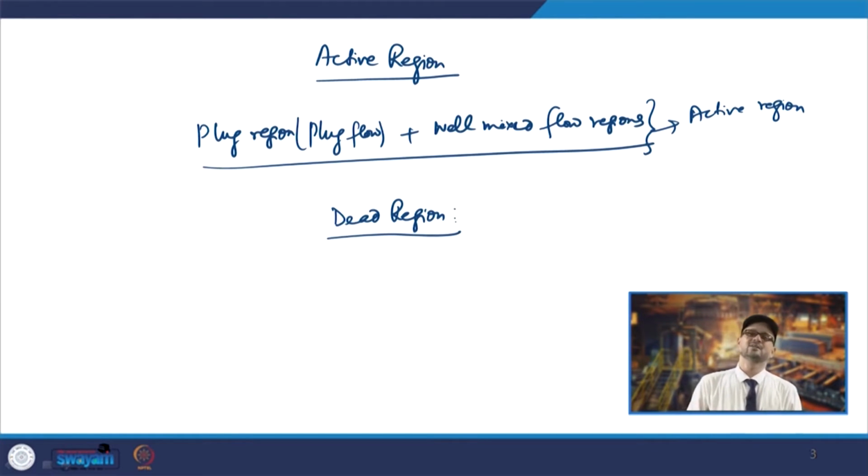If you take the tundish volume, and you have the plug volume and the well mixed volume, then the difference of the whole tundish volume and the summation of the plug and mixed volumes will give you the dead region. The dead region means that the metal there is not participative. You may have two types of dead regions. There may be a region which is completely stagnant.